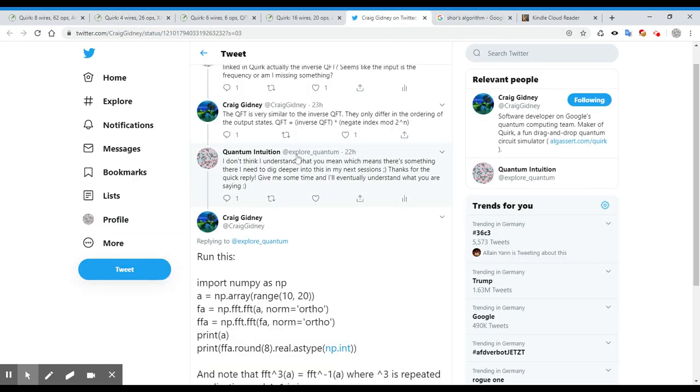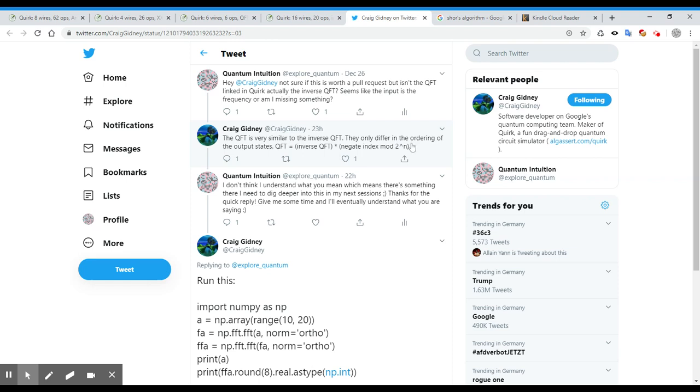Is this what Craig meant? The QFT is very similar to the inverse QFT, only differing in the ordering of the output states. Oh, that's exactly what he means. They only differ in the ordering. The QFT is equal to the inverse QFT. I don't know if he means times by that, but like negate the index mod 2 to the power of n. So in our case, 2 to the power of n is 16.